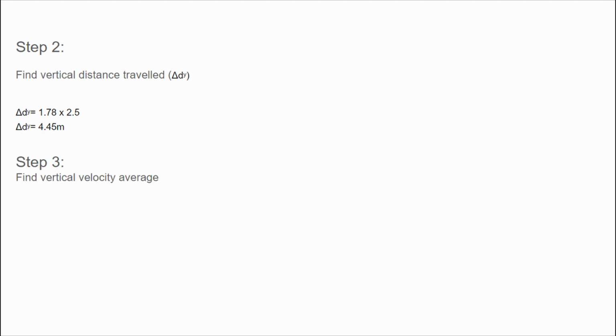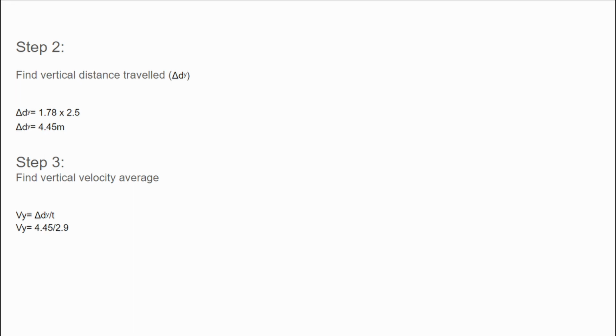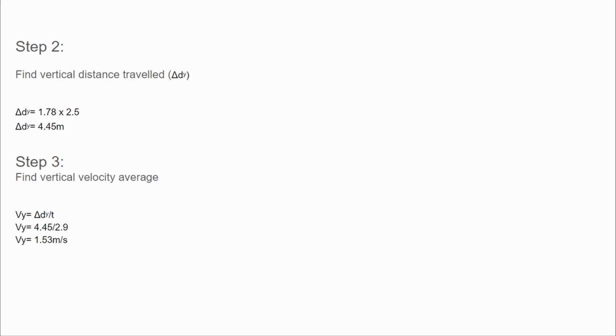Using the time of flight and vertical distance I gathered, I was able to calculate the vertical velocity average. To calculate the vertical velocity average, I used the formula Vy equals delta dy divided by t. Since delta dy equals 4.5 meters and t equals 2.9 seconds, the vertical velocity average was 1.53 meters per second.